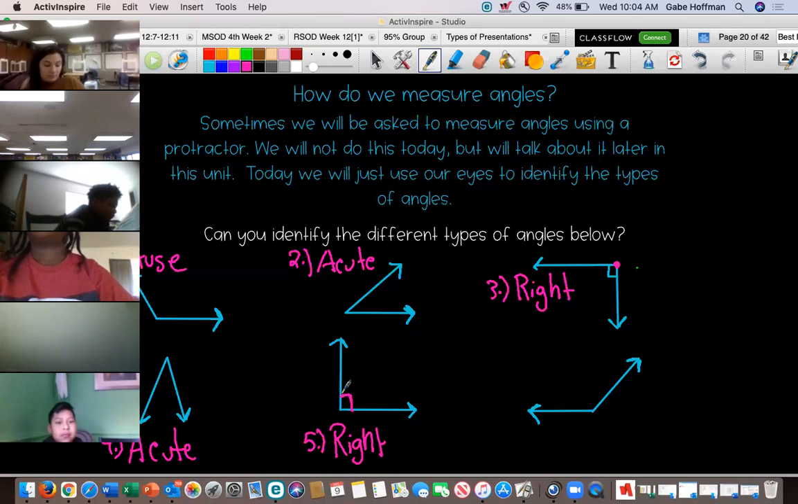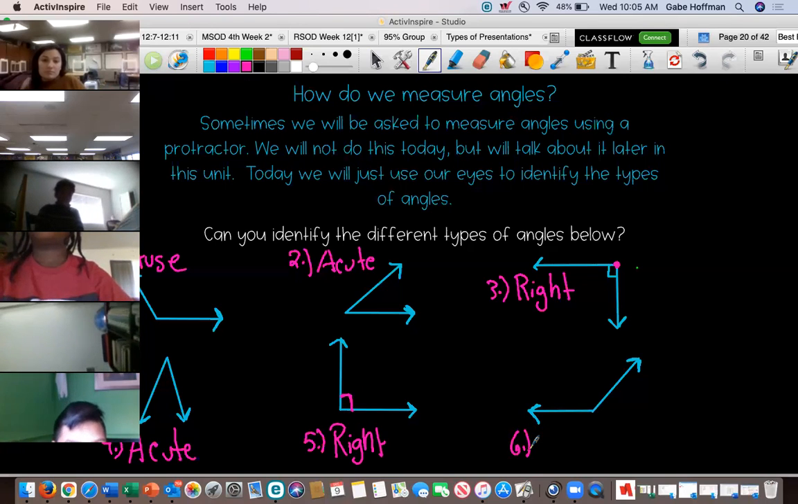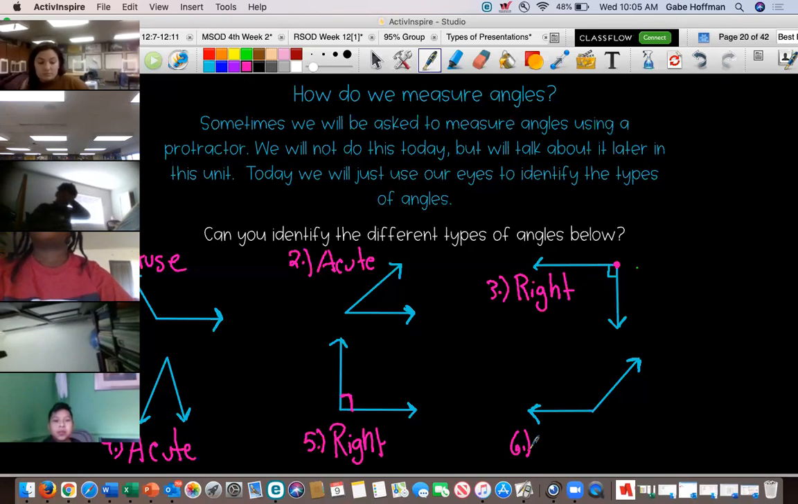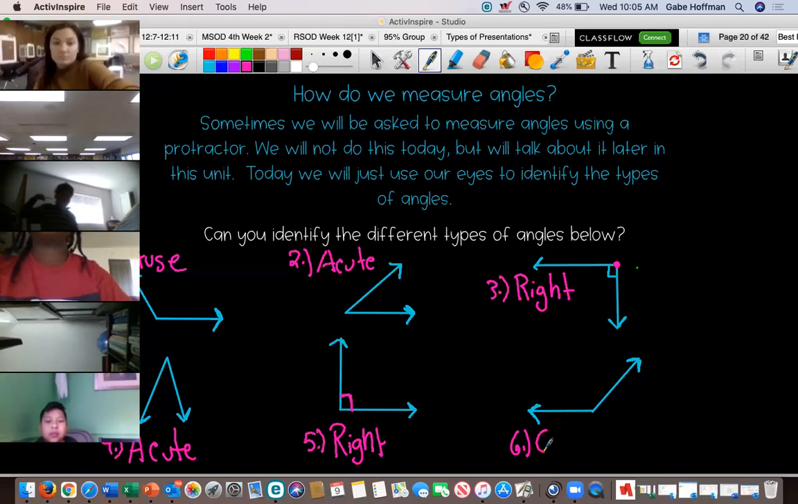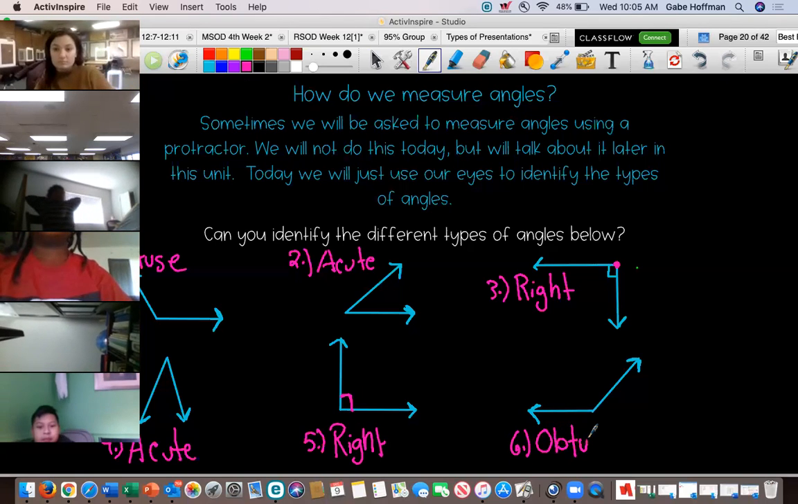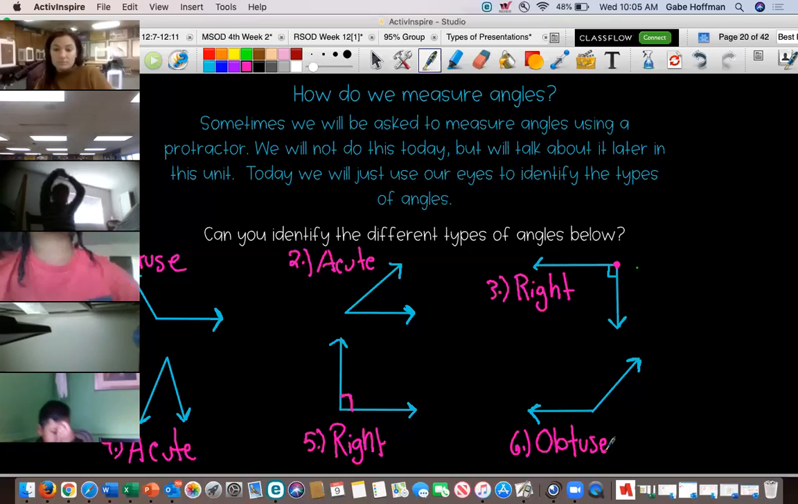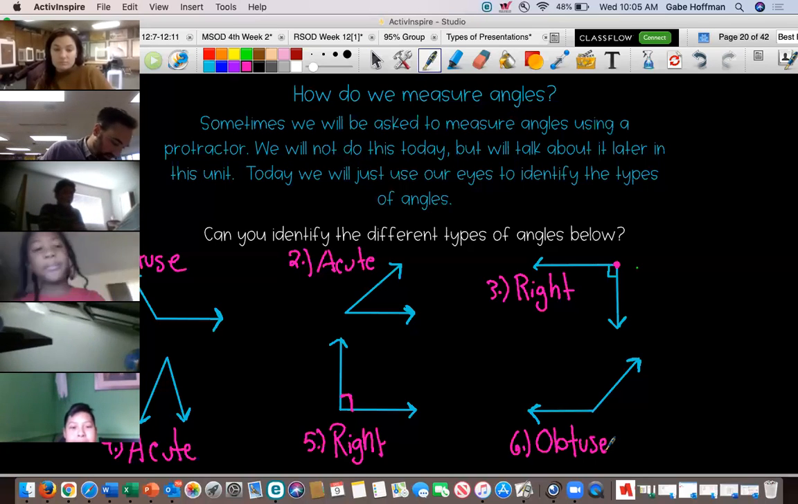Last one, Corbin. What's number six? Obtuse. Very good. It's obtuse. It's open. It's larger than 90 degrees. It is obtuse. Here is your chance to earn some more of those points.